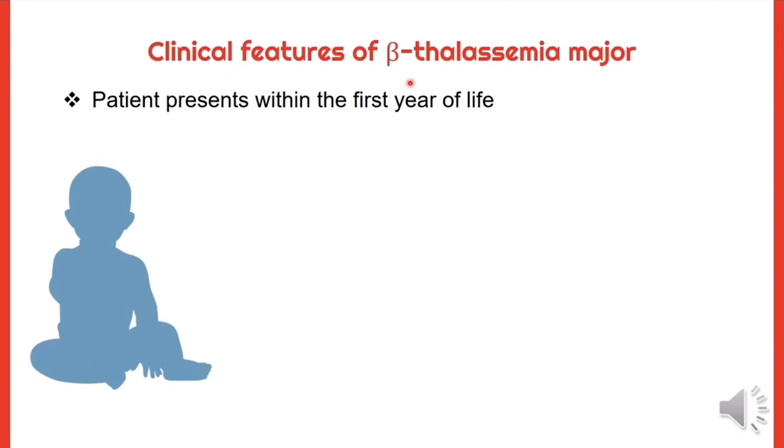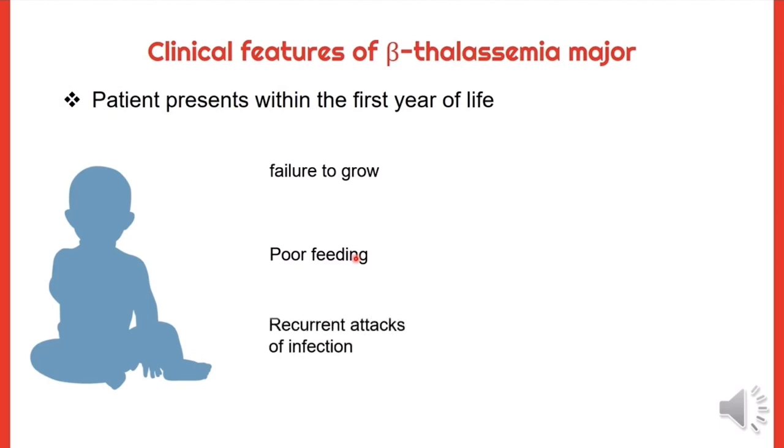Clinical features of beta thalassemia major: patients present within the first year of life with failure to grow, poor feeding, and recurrent attacks of infection. The signs will be, they will be pale, jaundiced, and they will have hepatosplenomegaly.